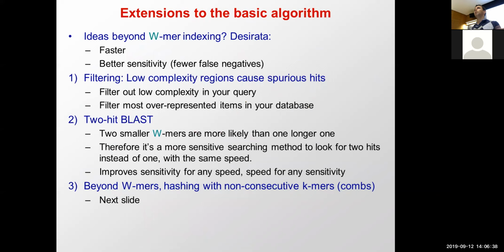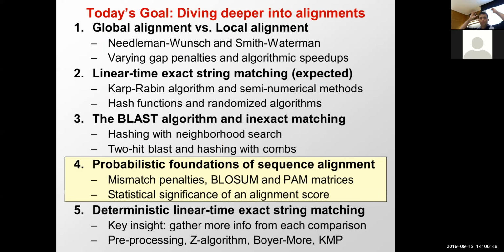Is everybody with me here? And that ties into this whole probabilistic interpretation. We saw local alignments from global alignments by simply changing the parameters. Then we saw how we can do linear time alignment by hashing, by doing this numerical interpretation. And then we saw the BLAST algorithm that's based on that, but it allows this neighborhood search that goes beyond just exact matching to inexact matching. And now we're going to look at the probabilistic foundations.